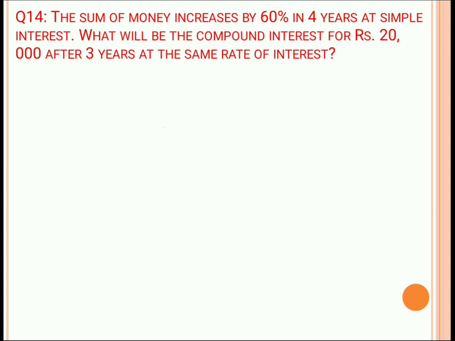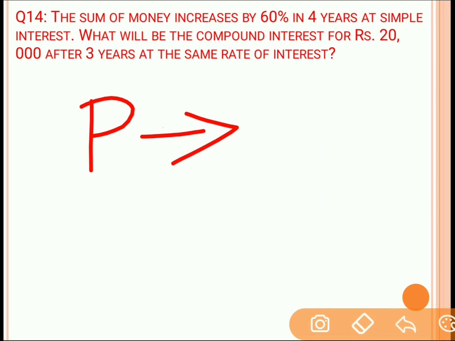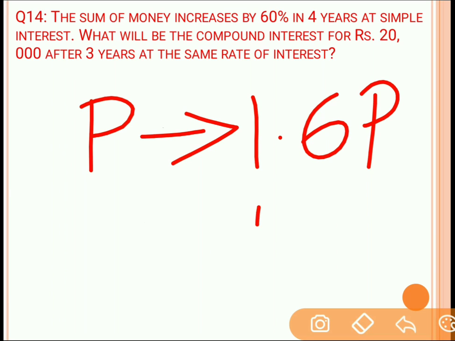Next problem, question number 14. The sum of money increases by 60% in 4 years at simple interest. What will be the compound interest for rupees 20,000 after 3 years at the same rate of interest? Now in this problem it has been given that the money increases by 60% in 4 years at simple interest. Let's say that the money is P rupees. This P increases by 60%, so this P is converted into 1.6 times P, that is 60% of the principal in 4 years.